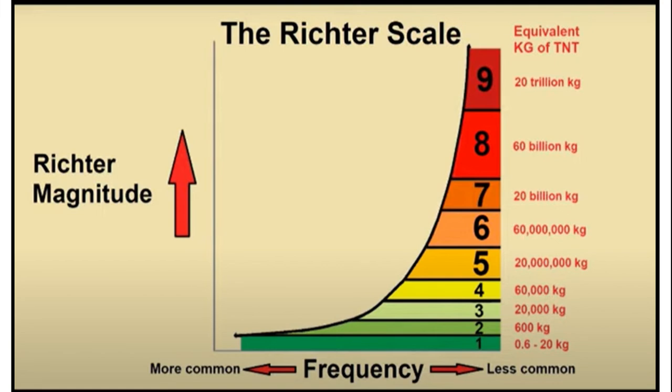So this is a rough picture showing the increasing amount of energy equivalent to an increase on the Richter scale. Typically, lower values are more common, higher values are less common.